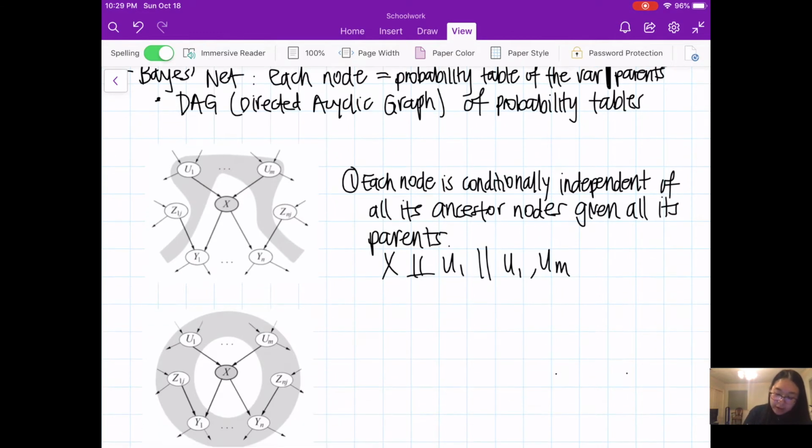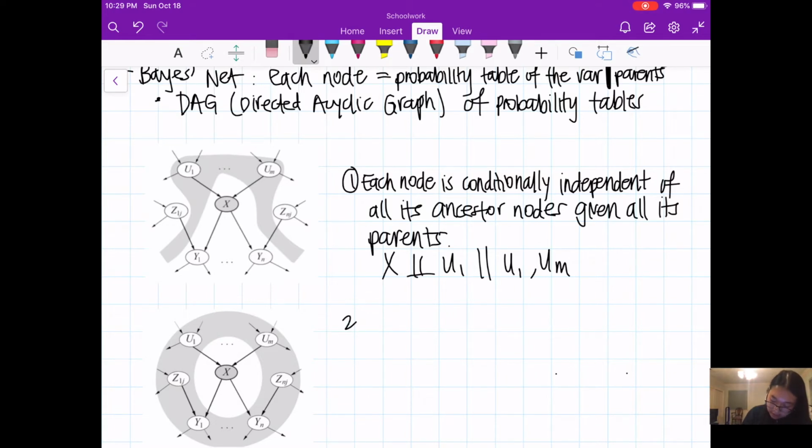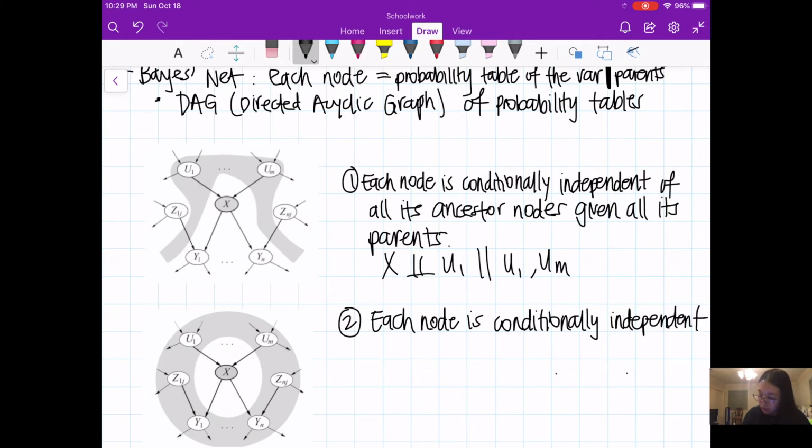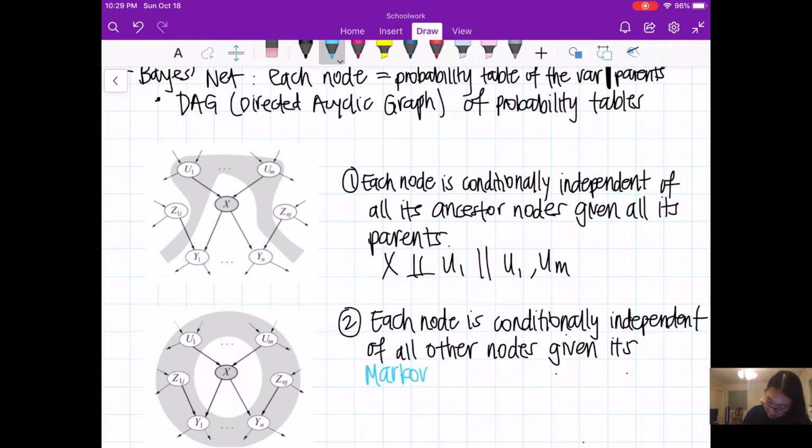Cool. And then the second main trait is here, and it is when each node is conditionally independent. So keep in mind that both of these situations are conditionally independent, not just marginally independent, of all other nodes given its Markov blanket.